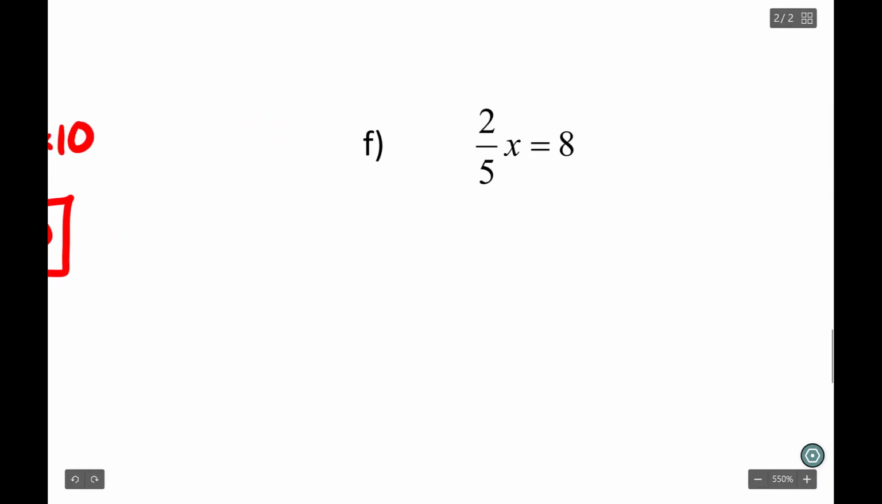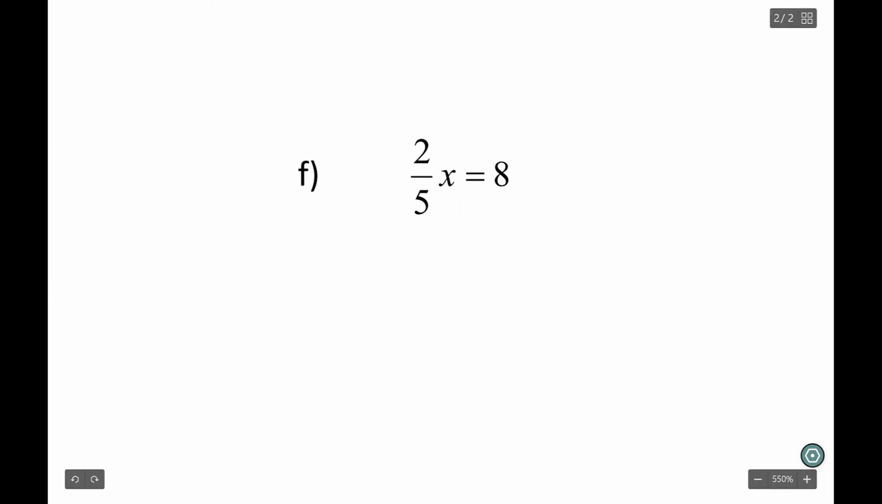Let's try another one, a little bit harder. So I could do this in 1 step or 2 steps. I'm going to do it in 2 to help you get the grasp of it, and then maybe I'll do it in 1 step. So I want to get this 5 up to the other side, and I also want the 2 to the other side. I'm going to start by moving the 5 up by the opposite operation, which is multiplication. So I'm going to multiply both sides by 5. That would cancel that out. And it would become 2x is equal to, well, 5 times 8 is going to be 40.